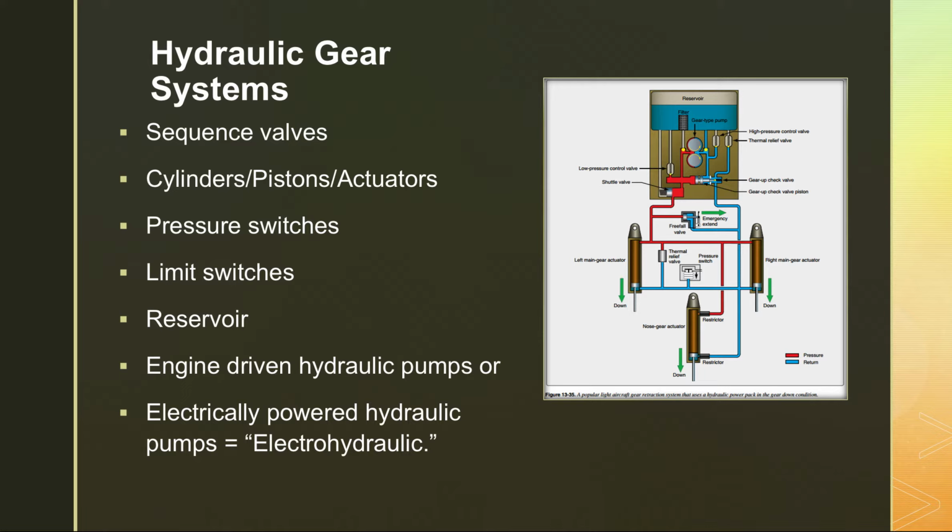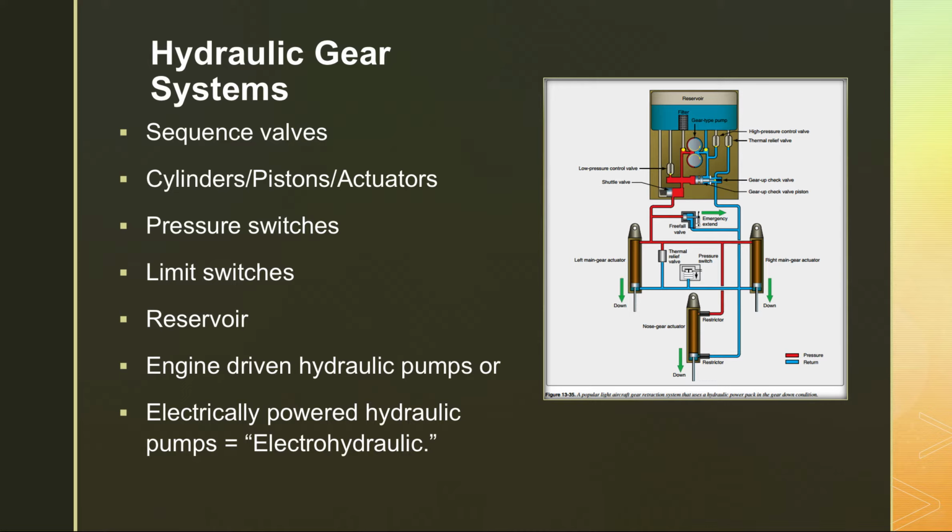So, for example, we'll go through some of the nomenclature. A sequence valve makes sure that one thing happens before something else does. For example, before you bring the wheels up, you need to make sure you open up the gear doors. So there'd be a sequence valve that doesn't let the landing gear retract until the gear doors are open.